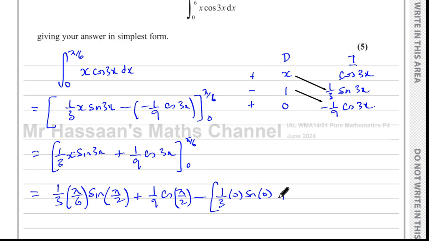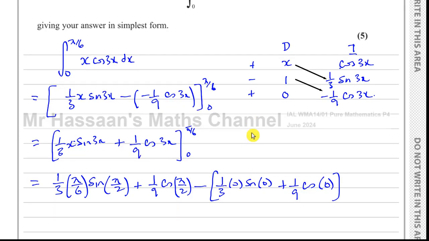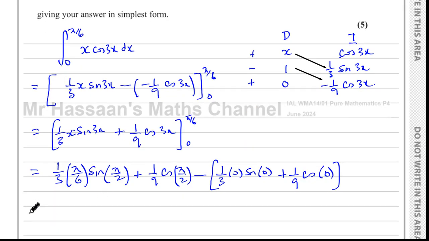But the next term, you have 1 over 9 times the cosine of 3 times 0, which is 0. Now, cosine of 0 is 1. So that's going to give us 1 over 9 over here, right? So you've got to be careful. So now let's calculate all of this.